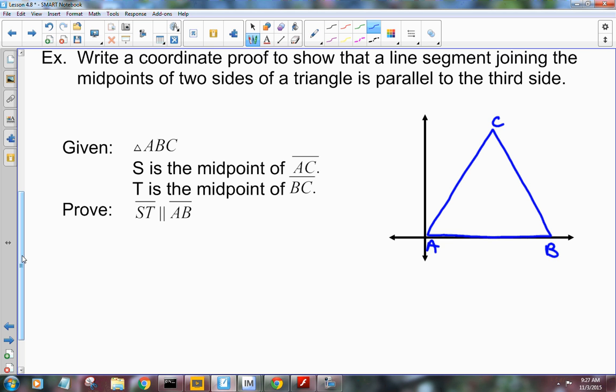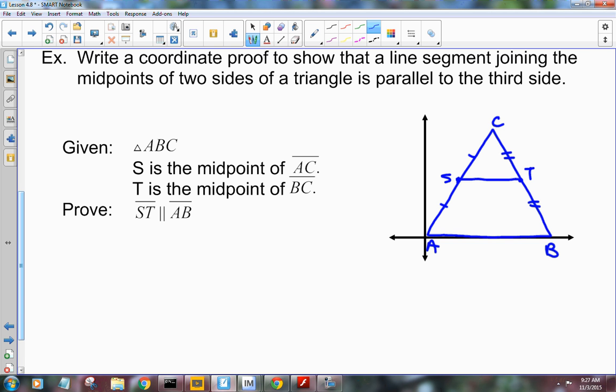Okay, so there's triangle ABC. It says S is the midpoint of AC. So there's S, and it's the midpoint of AC. And then here's T, it's the midpoint of CB. We want to show that ST is parallel to AB. And to do that, we're going to have to look at their slopes, okay? If their slopes are the same, then they're parallel.